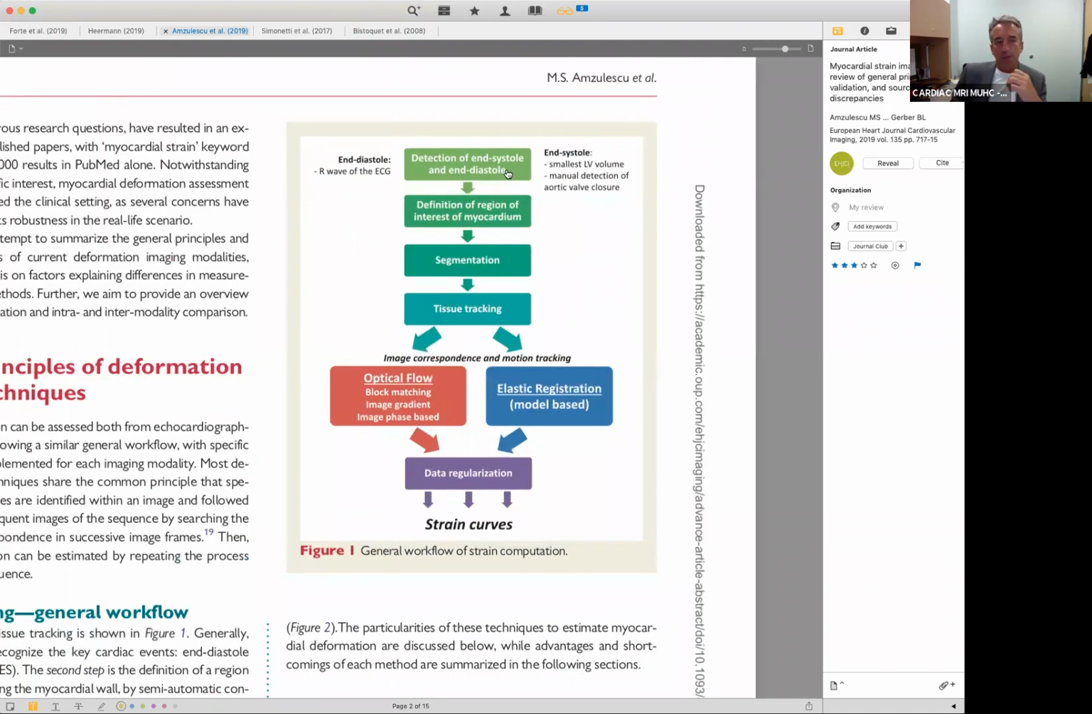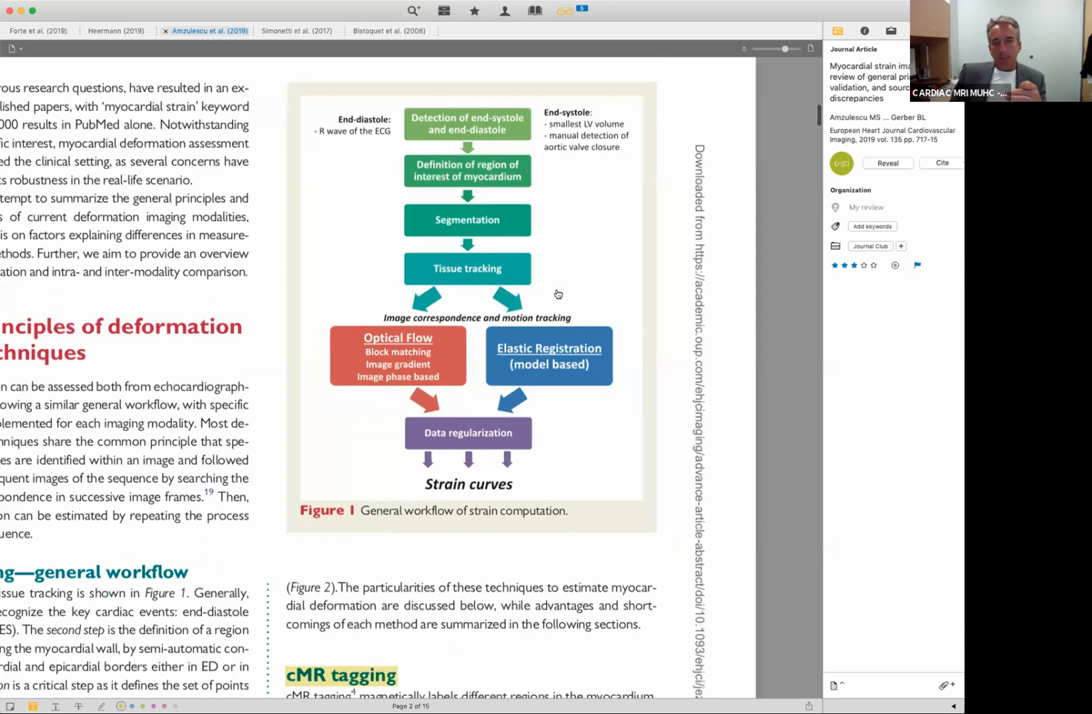So this is the workflow you need for any strain. You need to accurately identify end systole and diastole. Then you need to define the region of interest in the myocardium that you want to specifically assess. That could be global, but also regional. And then you have to segment that, which is the term used for clearly identifying the anatomy, but then also tracking it over time. Then you have defined the myocardium during all these phases, and then you need a marker for tracking that tissue.